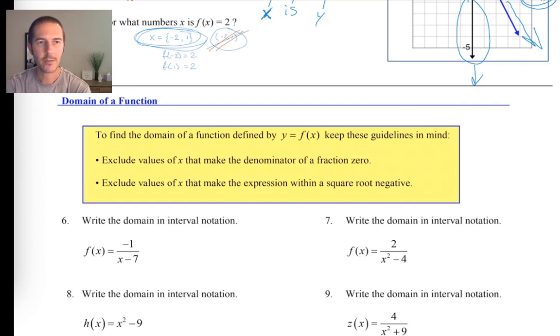We want to exclude values of x that make the denominator of a fraction equal to 0, and we want to exclude values that make the expression within a square root negative, because we don't want to divide by 0 and we don't want to take the square root of a negative number. Are we allowed to take the square root of 0?